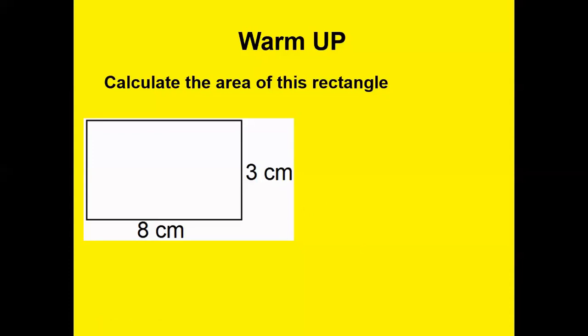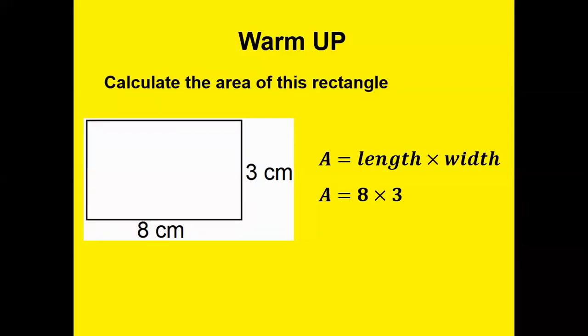The area of this rectangle is length times width. So our length is 8 centimeters and our width is 3 centimeters. So what is 8 times 3? Now that we're calculating the area, you must remember the units must be squared. The metric units must be squared. Good job. So 8 times 3 equals 24 centimeters squared. The area of this rectangle is 24 centimeters squared.